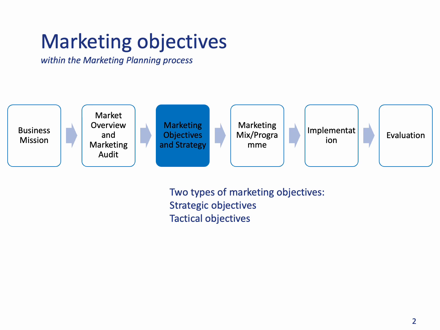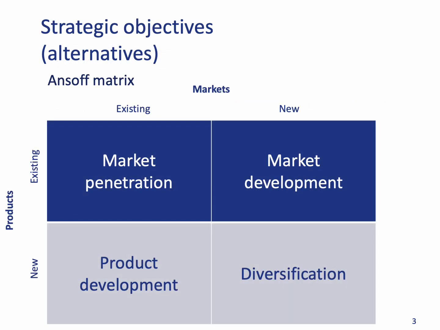There are two types of marketing objectives: strategic objectives and tactical objectives. We will now discuss each. Strategic marketing objectives, or strategic objectives. Malcolm McDonald, who has published a lot in marketing and in particular marketing planning literature, says that marketing objectives are set in terms of two perspectives. One is markets, as you can see in the slide, and second is product. They will be either new or existing.